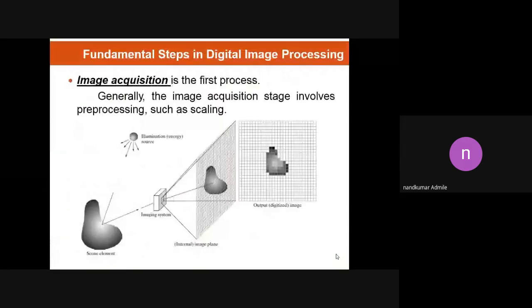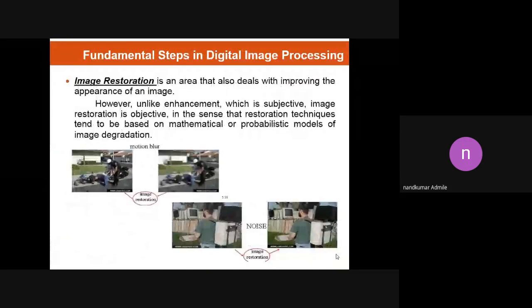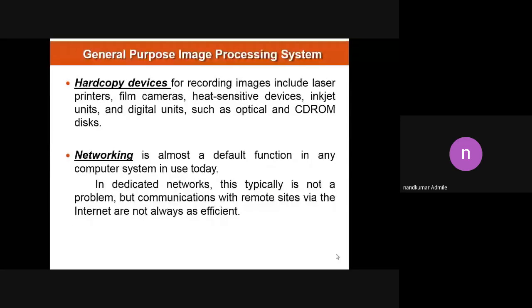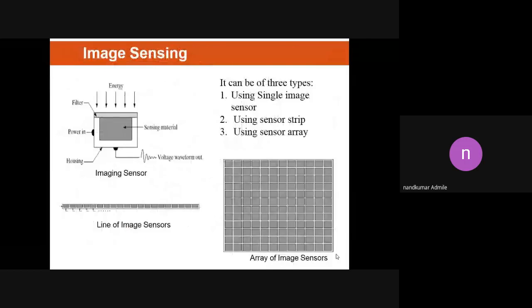We study the three techniques, the three types of image acquisition: image acquisition using a single sensor, using a sensor strip, and using a sensor array. From this unit, two points are very important. One is image acquisition, and the other is sampling and quantization.